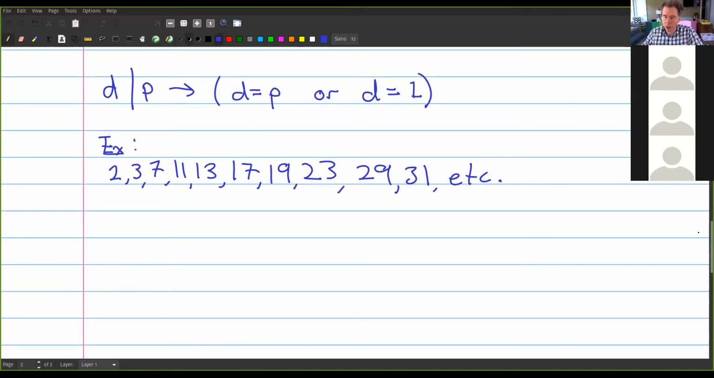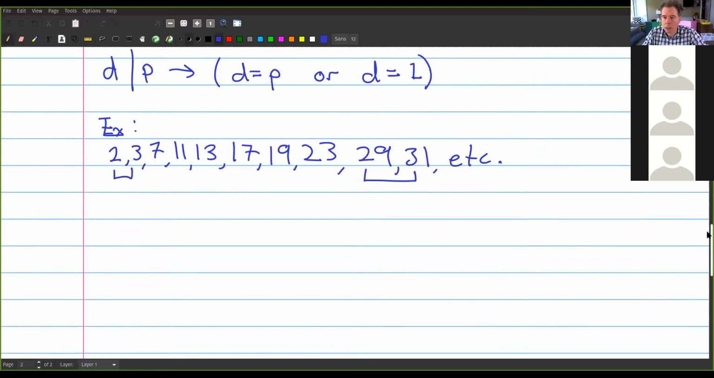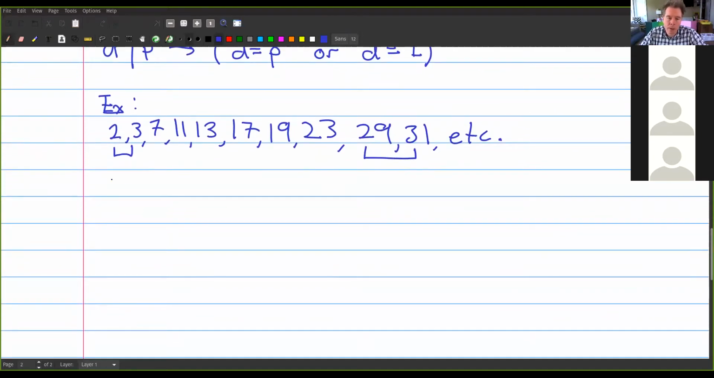How many primes are there? Infinite, right? Are there finitely many primes? They seem to be sort of spacing out here. Like these are pretty close together, but then it seems like there are bigger and bigger gaps. So maybe they just peter out at some point. But it turns out that they don't. So there are infinitely many primes.